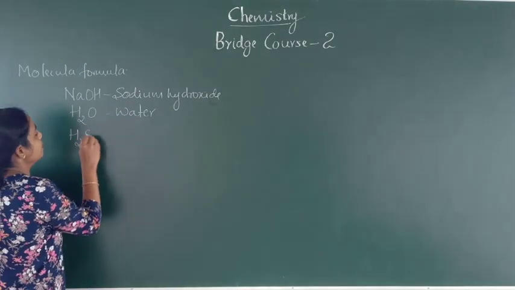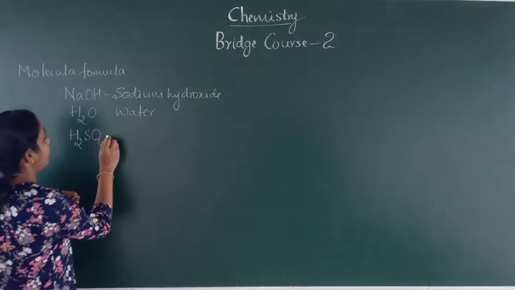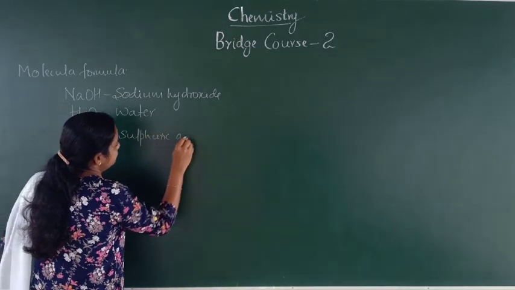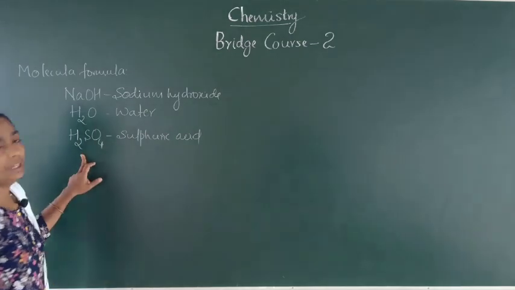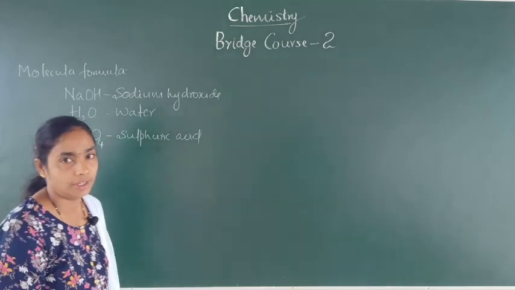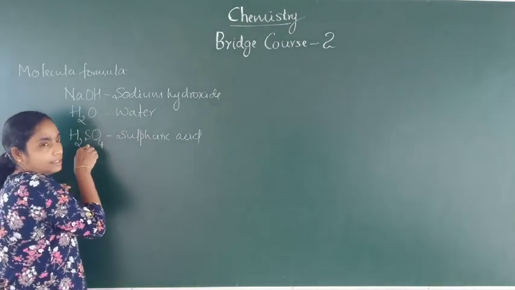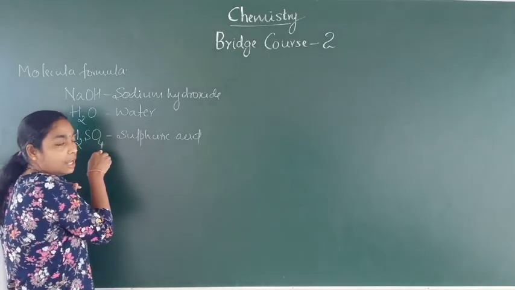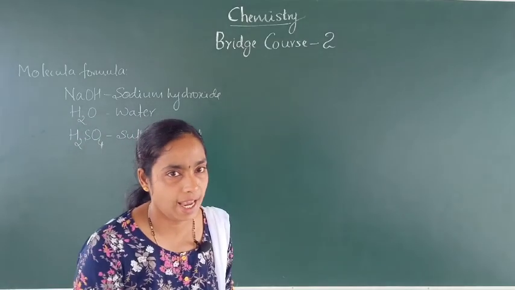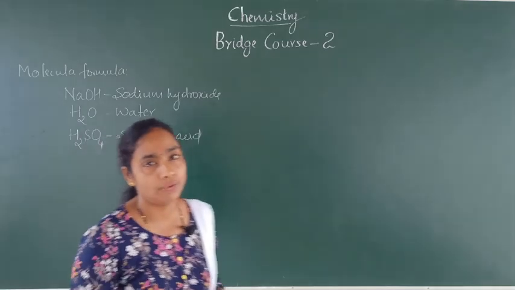Another acid we will consider, sulfuric acid. It is the king of acids. See, the molecular formula of sulfuric acid is H2SO4. It indicates that two hydrogen atoms, one sulfur atom and four oxygen atoms are present in the molecule of sulfuric acid.